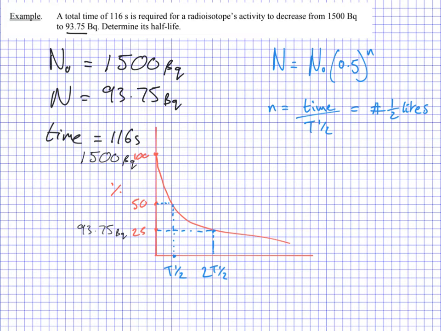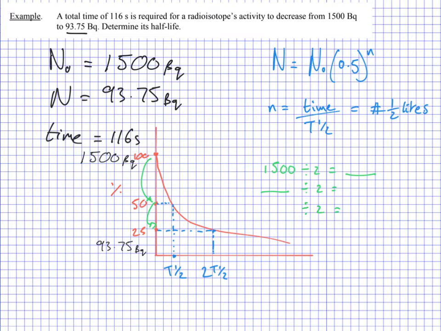The question is how many divisions of 2 do we have to go down to get to the 93? And that's where we can do our guess and check. So to go from here to here, all I'm going to do is divide by 2. So if I went 1500 divided by 2, I'm going to get a value. Then I divide this value by 2 again, and I keep cycling until I get to the value that I want, which is this 93.75. And if you keep going, I think you have to do it.